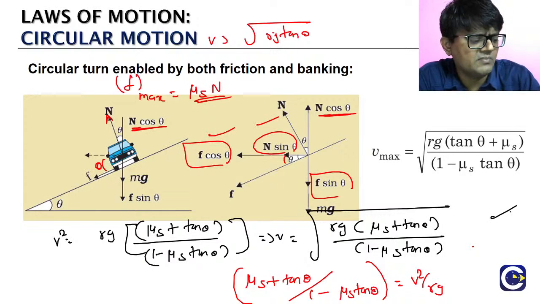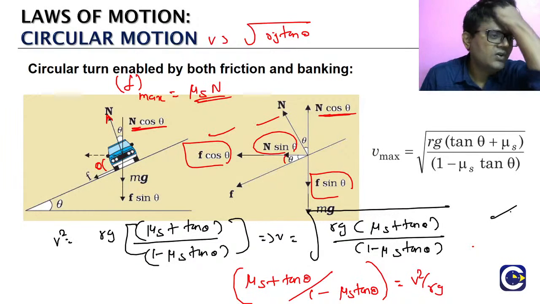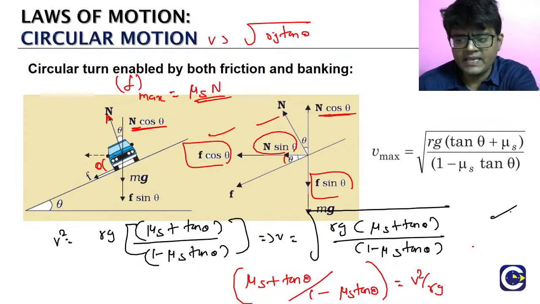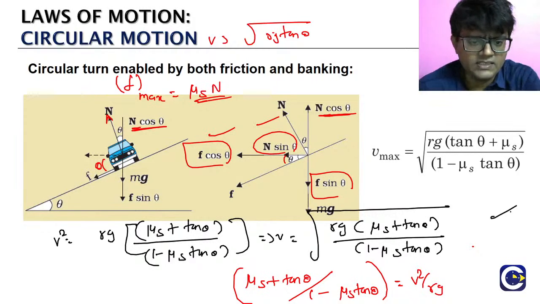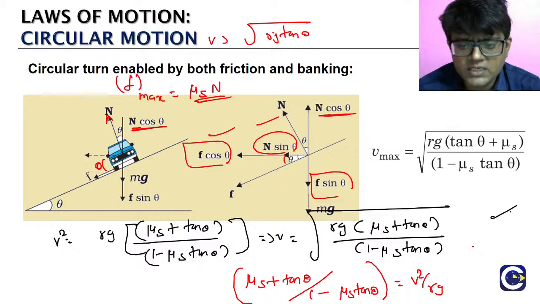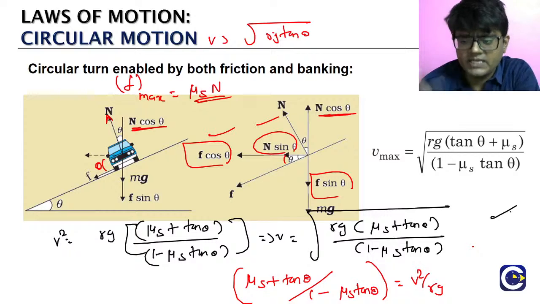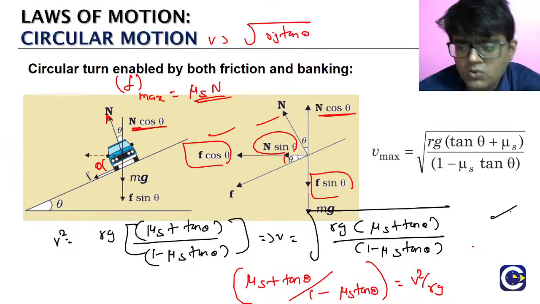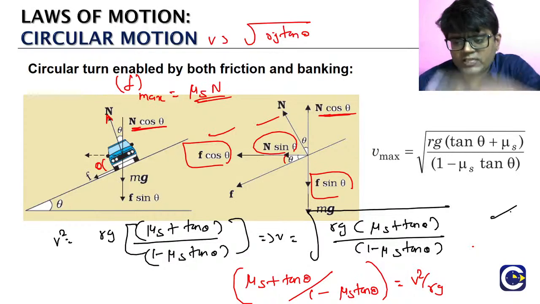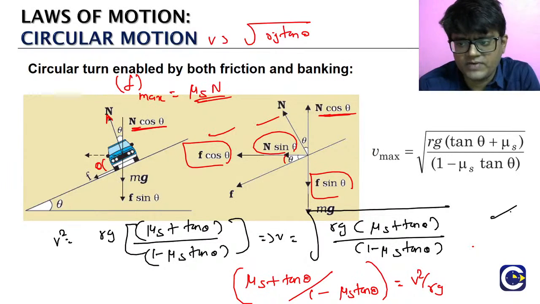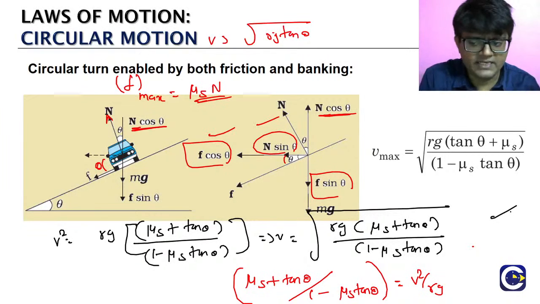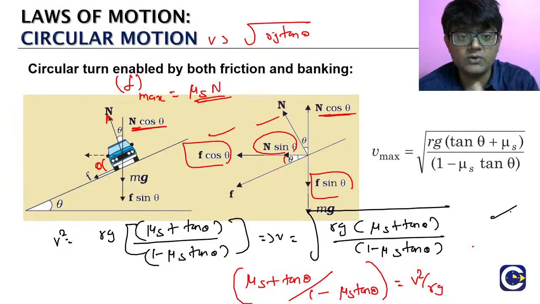I think in 2014 or 15 they asked this formula itself: the maximum safe speed for taking a circular turn where both the friction as well as the component of the normal reaction support. Again, what is the formula? V max is equal to root of rg into mu s plus tan theta, or we can say tan theta plus mu s, whichever it is, divided by 1 minus mu s into tan theta. So this is the maximum safe speed that you can go in a car and take a turn.